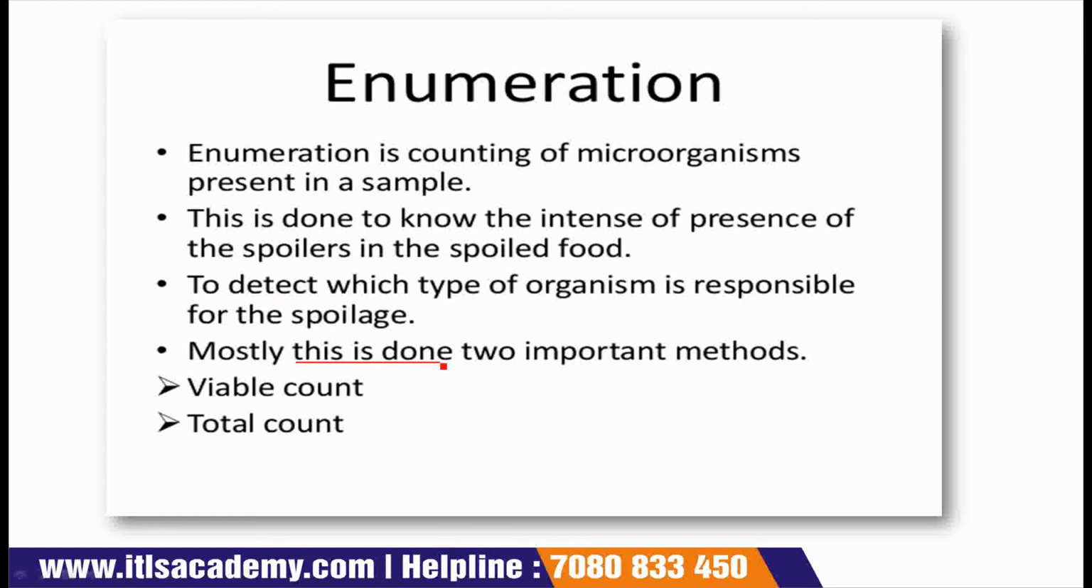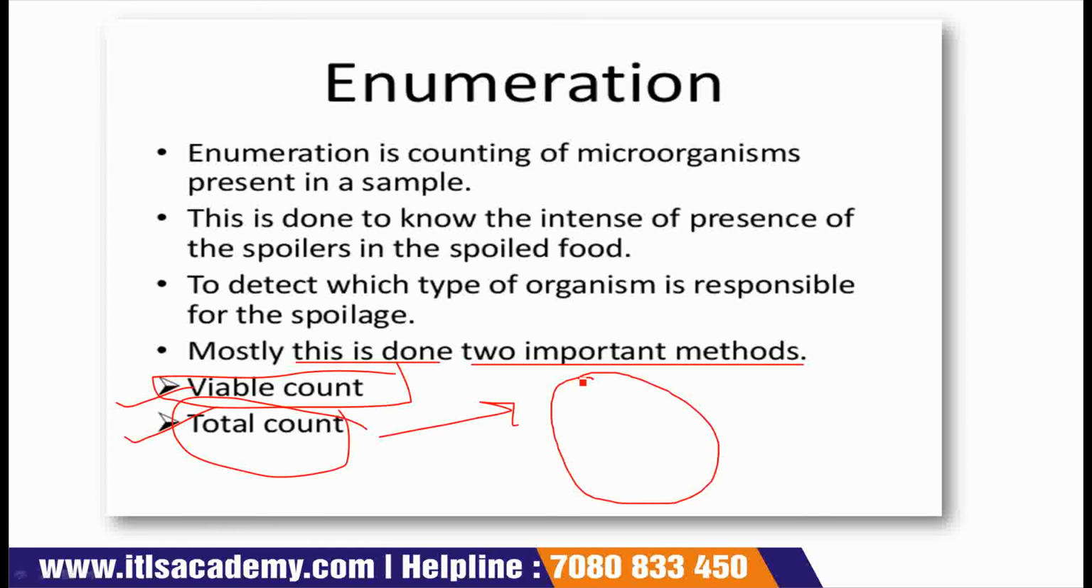Mostly it is done by two important methods. The methods for the enumeration are viable count and total count. In the viable count, you have to count the viable microorganisms, while in the case of total count, the counting is done on the total sample.